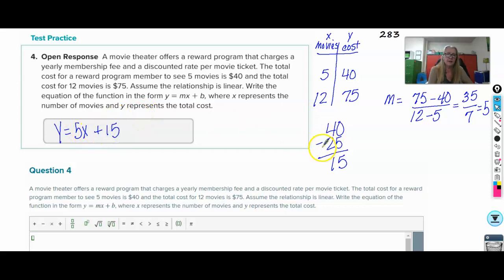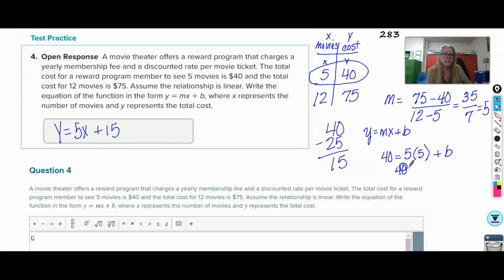Now, in the book, what they want you to do is use y equals mx plus b, and use one of these as an x, y point and solve for the other thing, b. What that looks like: y equals mx plus b. You can pick either point, but always pick the smaller point. This is the x, this is the y, and this is the m. So y is 40, m is 5, x is 5, and b is the thing we don't know.